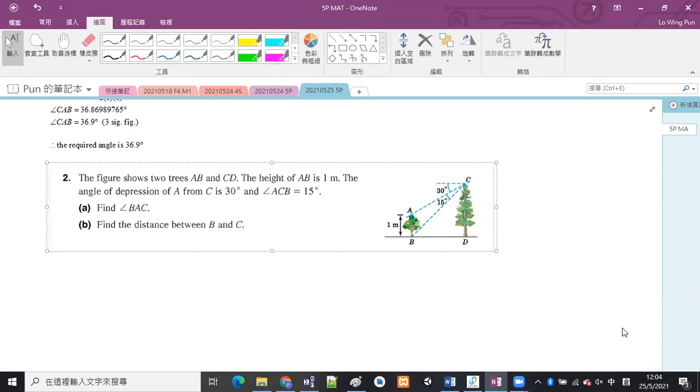Again, in this textbook, most of the questions are actually providing the diagram for you. So you don't need to draw the diagram yourself. And the question asks to find angle BAC. Can you try to do this yourselves? I think you are able to do this. So I'll just give you maybe 3 minutes to do this question.